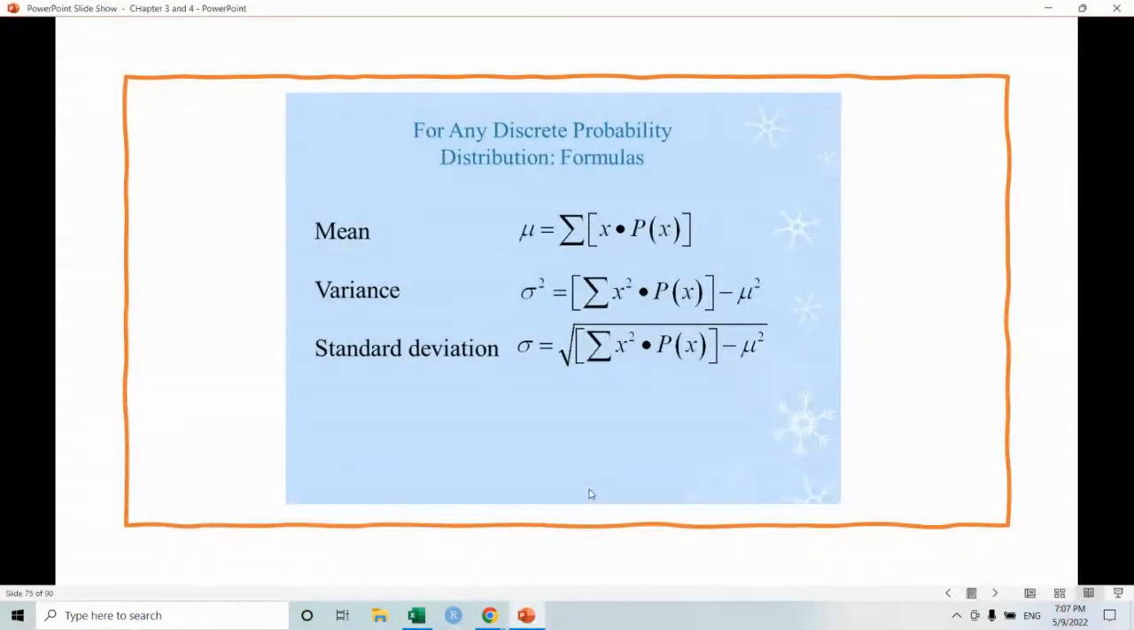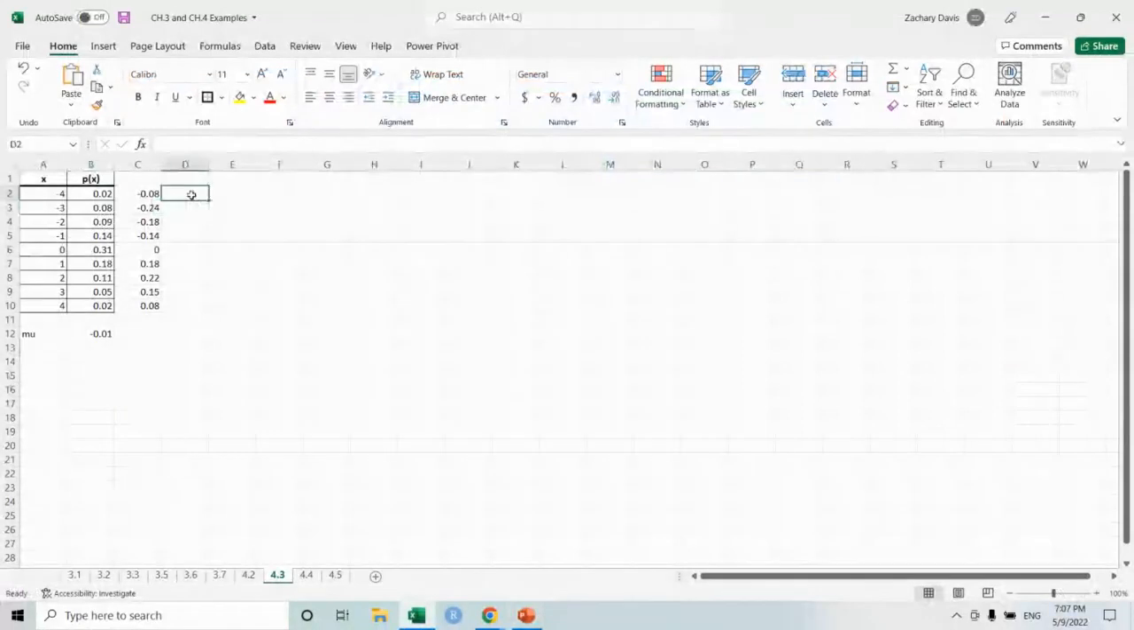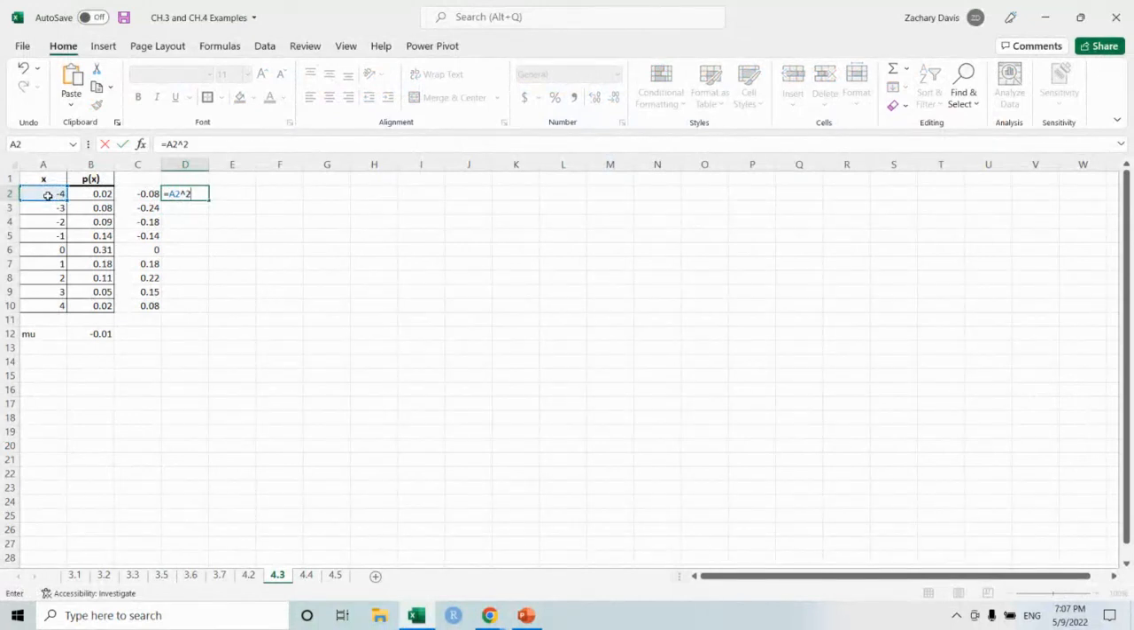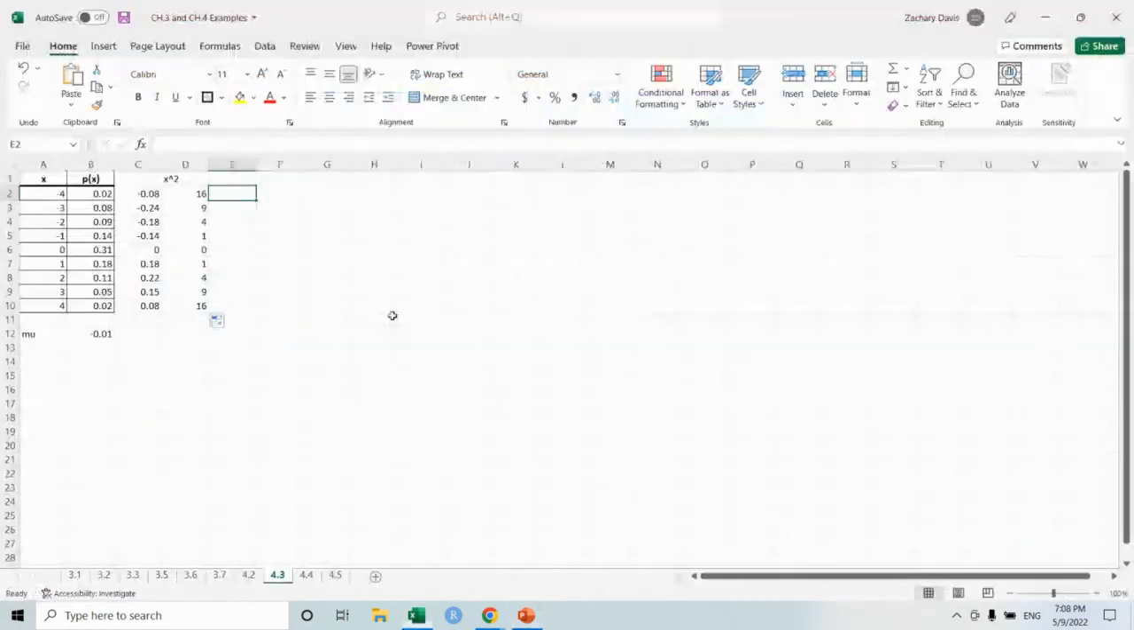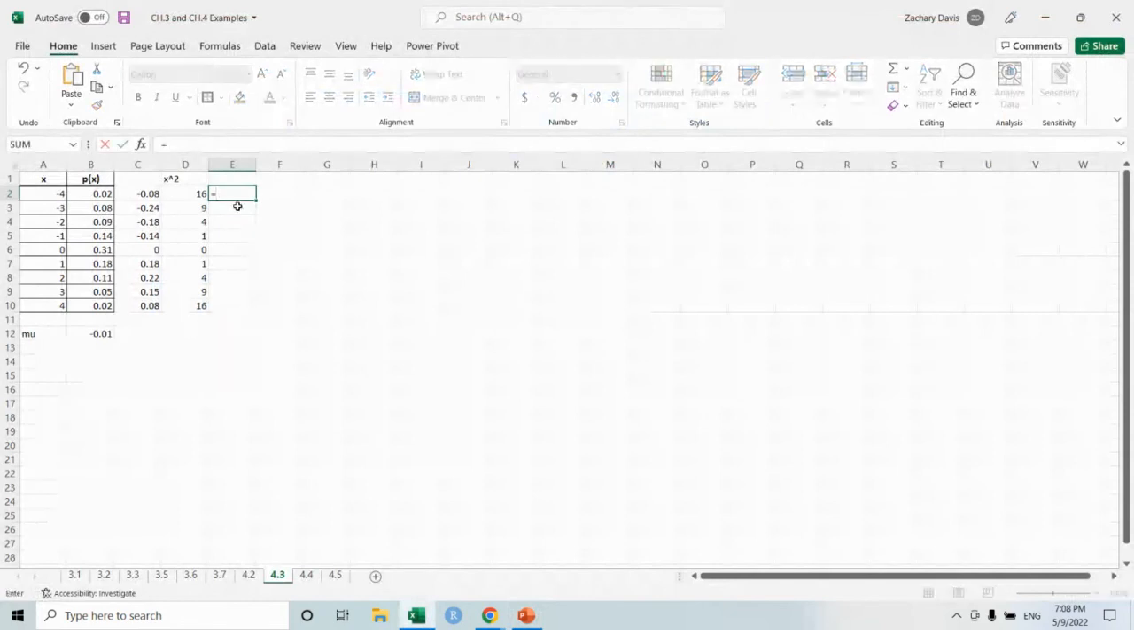Okay, so now we know the mean, right? To find the variance, we can use this formula. We sum x squared times p of x, minus the mean squared. So we have this. We can use the caret 2, and that'll give us the exponent. This will be x squared. And we can do that for each. But then we want the probability of x times x squared. So we want probability times the squared value.